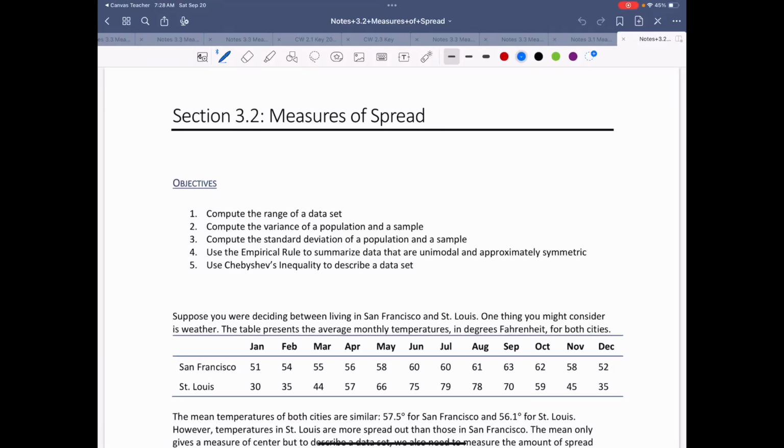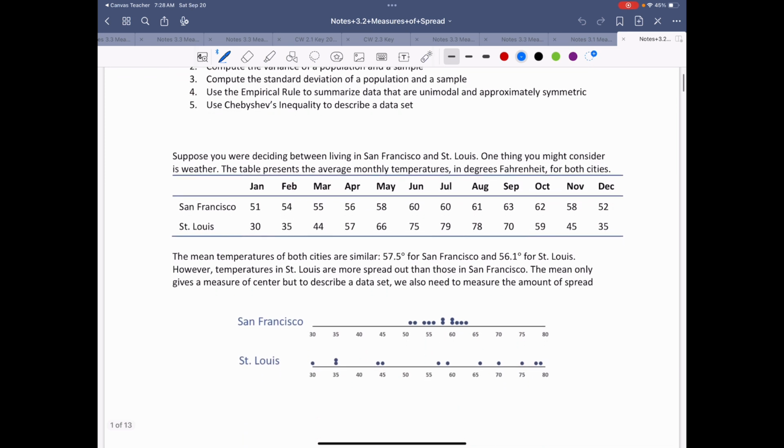What we're going to talk about in this lesson is measures of spread. And anytime you talk about data, you need a measure of center, like we talked about in 3.1, and you need a measure of spread. And I want you to look at this first problem.